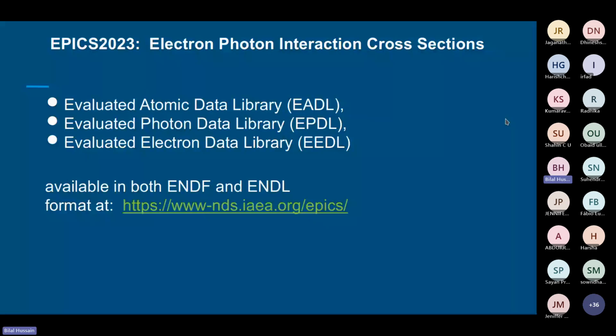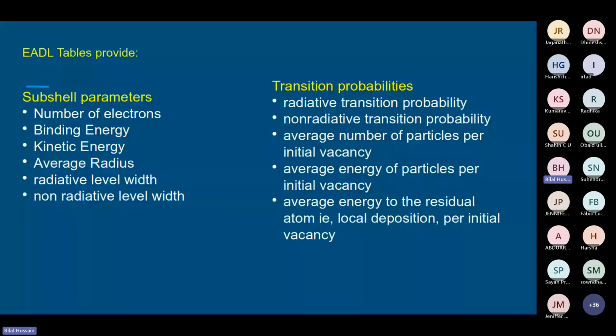Like I told you, that EADL table gives you a lot of information, since I have already used EADL, EPDL and all very extensively here. Suppose I want to know, for a particular material, for example tungsten, what is the binding energy of every shell. I can get that from here. What are the number of electrons in each shell? That also I can get from here. So all these things can be obtained from this EADL database. Other things also, radiative transition probability and non-radiative transition probability, are useful for us.